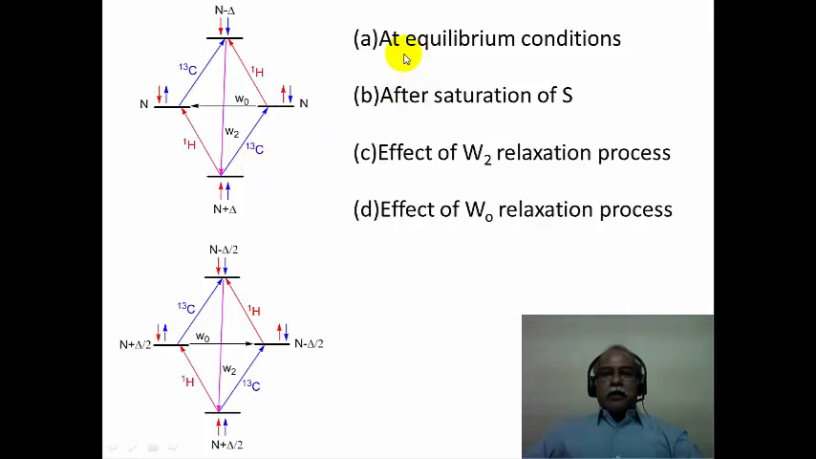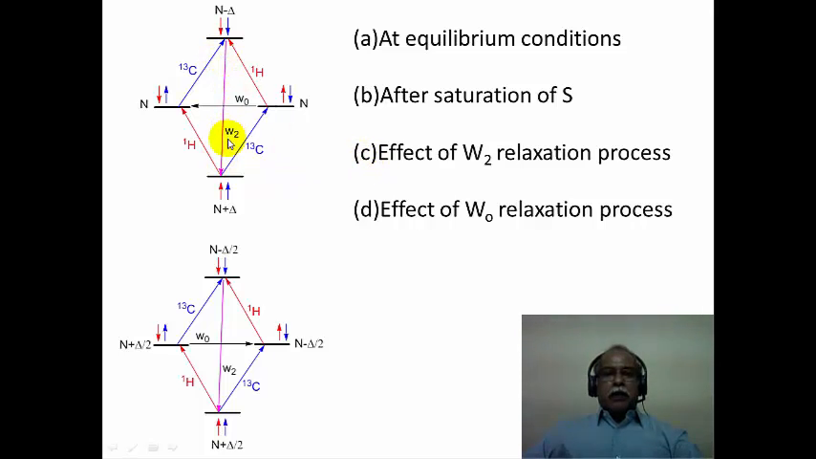We have to consider at the equilibrium condition what is the population of the two spins, and after saturation of one of the spins, let us say the proton is irradiated and saturated, what happens to the population, and what happens when you have an effect of this particular deactivation, in other words relaxation process.